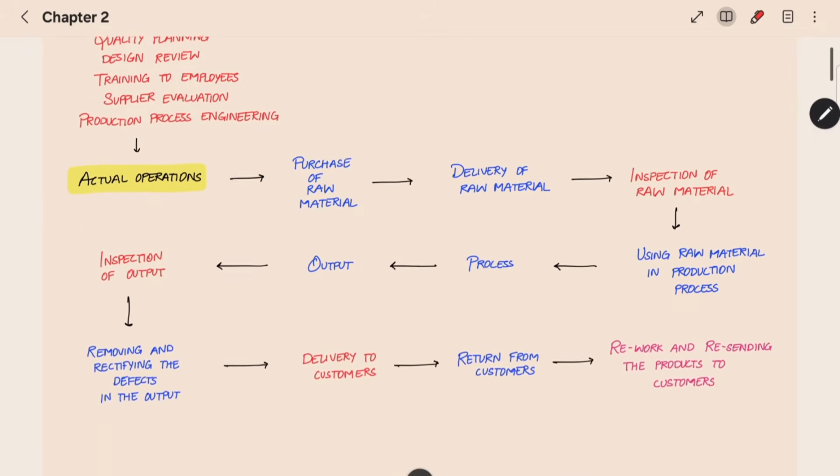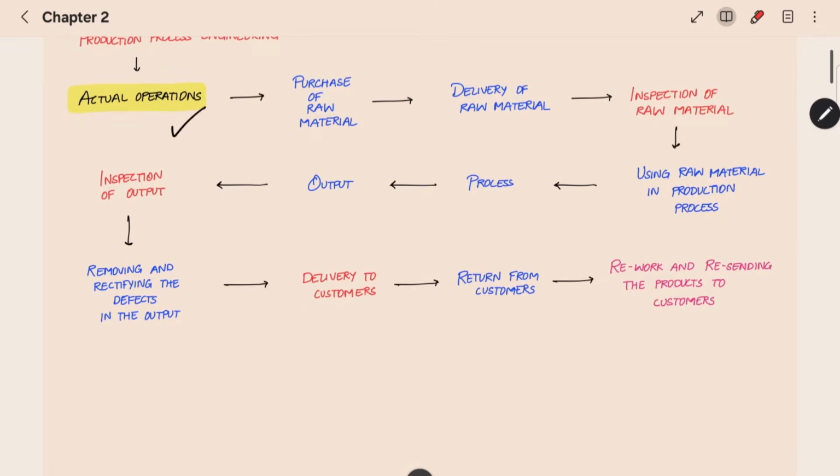After completing the planning part, we are going into the actual operations. In the actual operations, we already decided the supplier. From that supplier, we will purchase the raw material. After purchasing, we will get the delivery of the raw material. After the delivery, we will make an inspection of those goods, whether those are properly received, whether any damage is there, or whether it is as per the specification which we ordered. Everything we will check. After that, you will use the raw material in the production process. You will put it into the machinery and obtain output. The machinery will do the process, you will get the output.